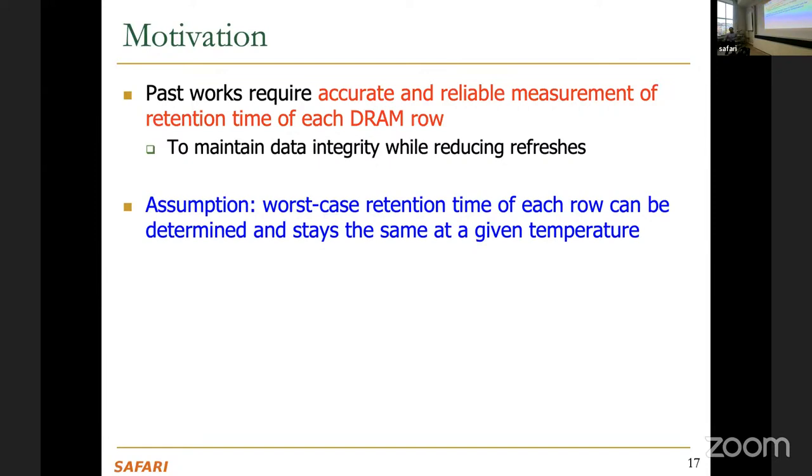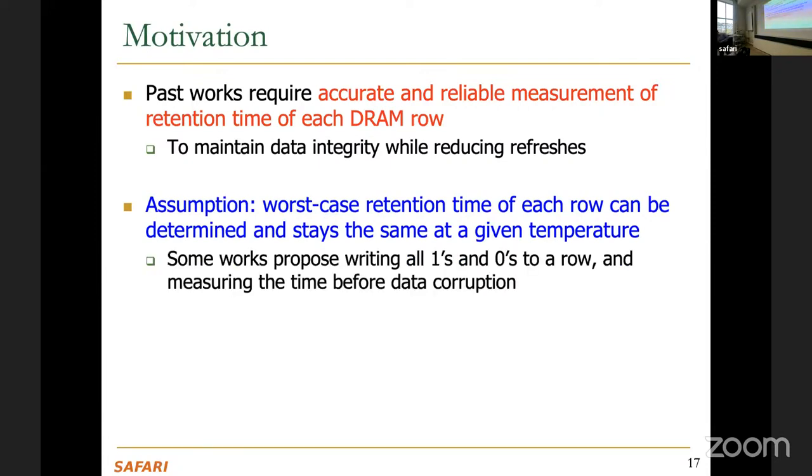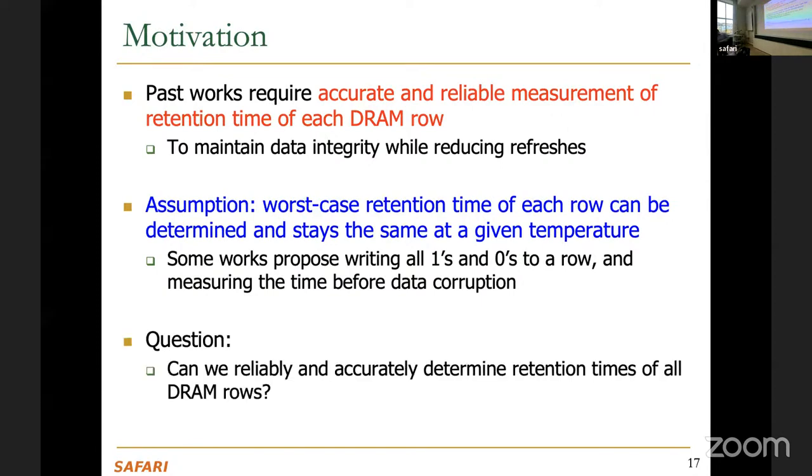That's what these previous works assumed. For example, both of the works that I mentioned from 2006 and 2012 propose writing all ones and zeros to a row and measuring the time before data gets corrupted. That's your retention time. Now, the scientific question is, can we actually do this?